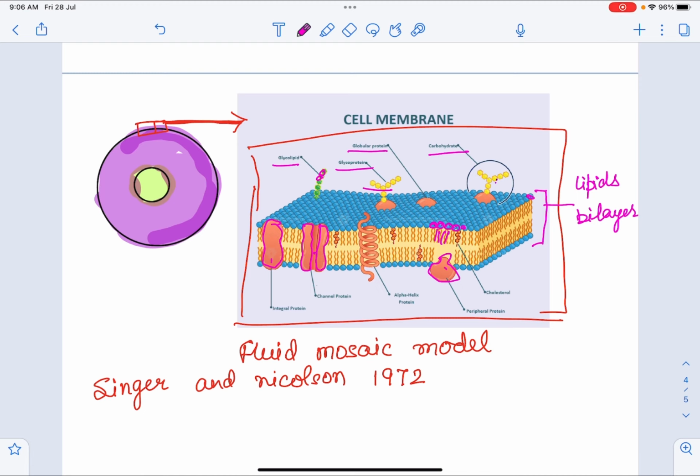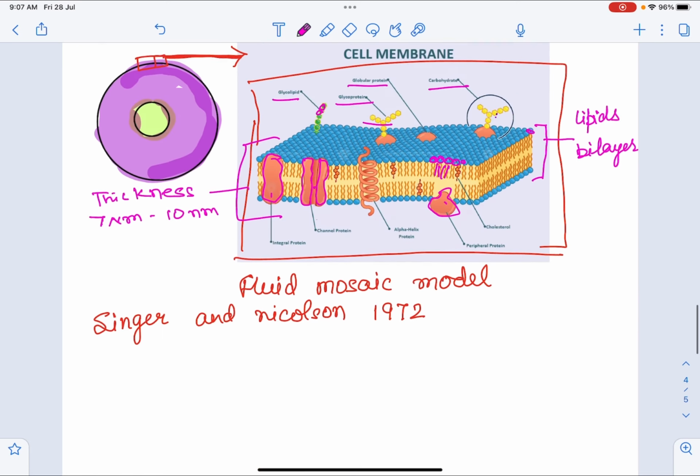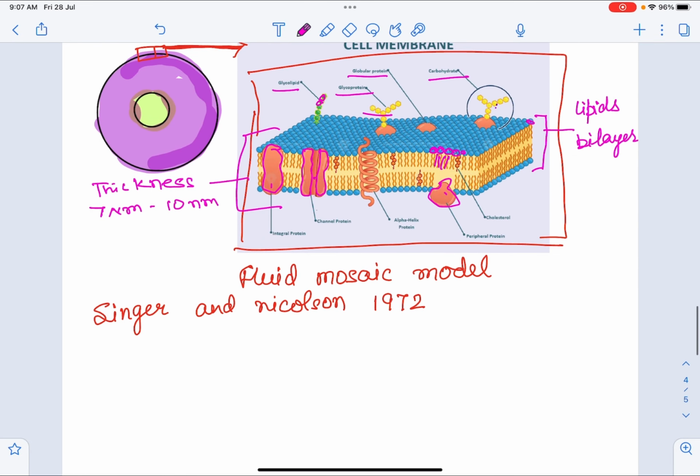The average thickness of the plasma membrane is 7 nanometers to 10 nanometers. The plasma membrane is semi-permeable, also called selectively permeable or differentially permeable, which means that it allows only certain substances to pass through while preventing others.